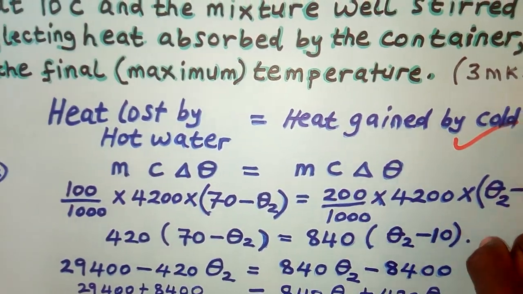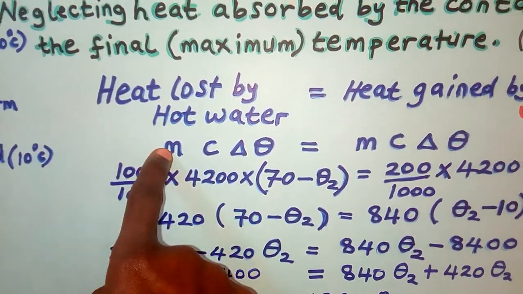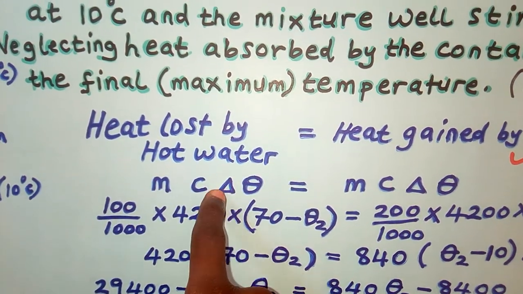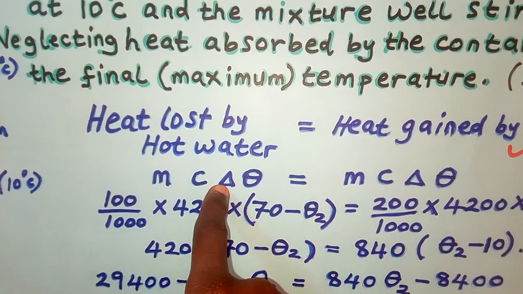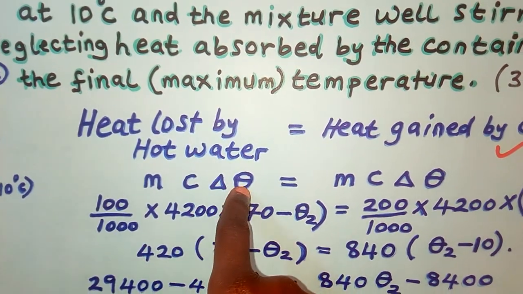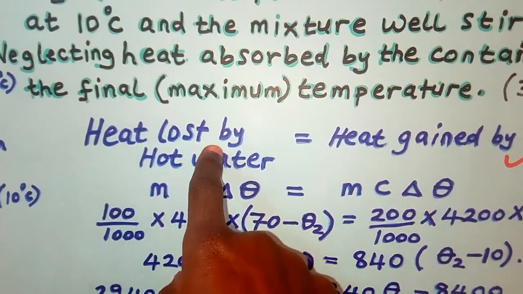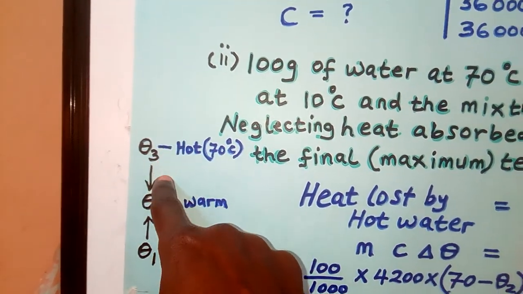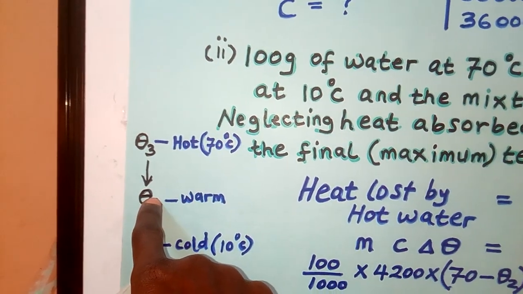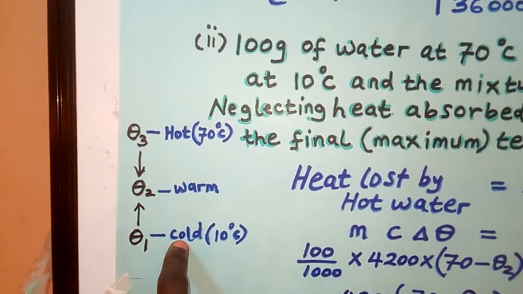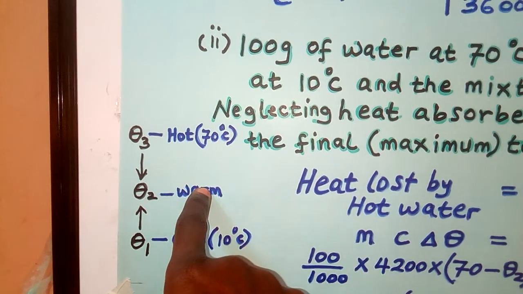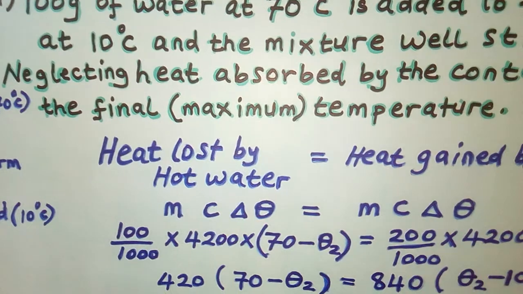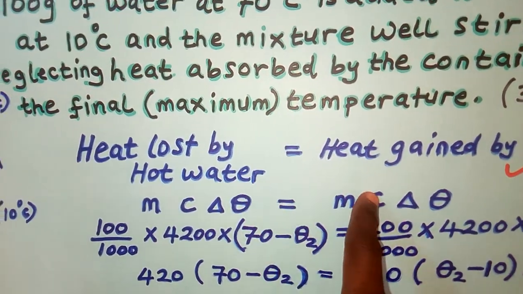The formula for calculating heat is mass times specific heat capacity times change in temperature. Now this small triangle means change. So this is the change in temperature. The hot water is changing temperature. How is it changing? From 70, which is theta 3, down to theta 2. Then the cold water is also changing temperature from 10 degrees, that is from theta 1, increasing up to what? Theta 2. So there is a change in temperature in both the cold water and the hot water.